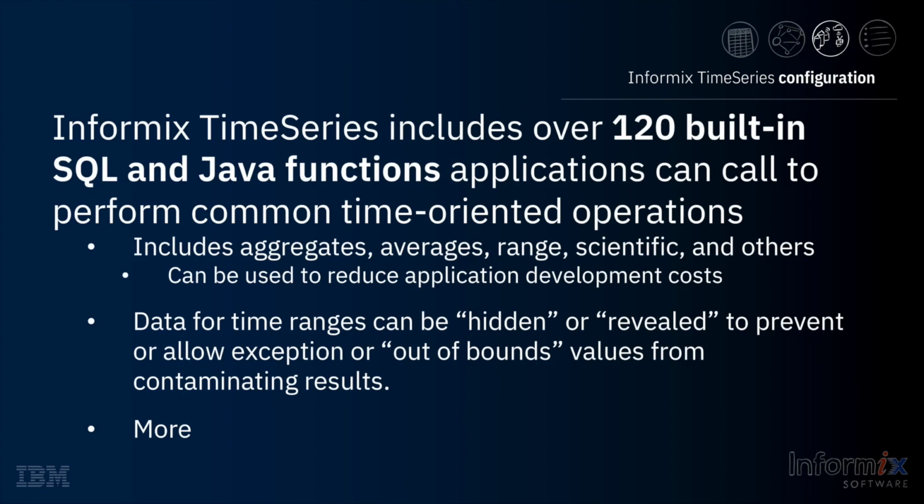To help application developers use Informix time series functionality, over 120 built-in functions are included in the technology. They can be called to execute directly on the data in its native format. These functions perform a wide range of commonly used operations such as averages, aggregates, scientific and math-oriented transformations, and more. In addition, data can be hidden or revealed to operations in order to easily ask what-if queries or to isolate strange, out-of-bound values from skewing results.